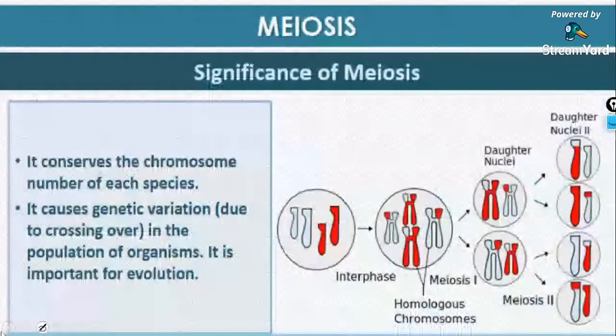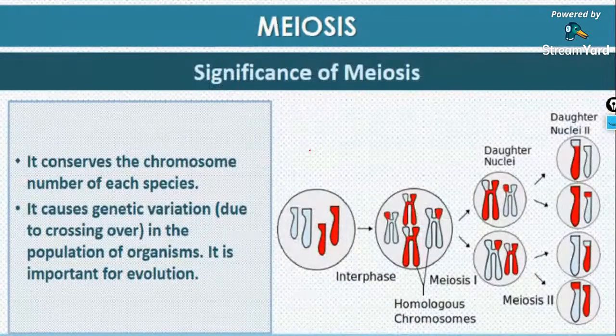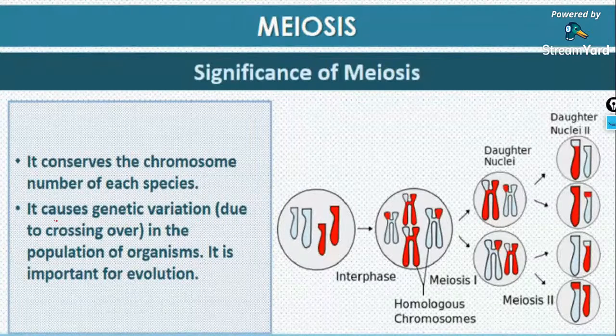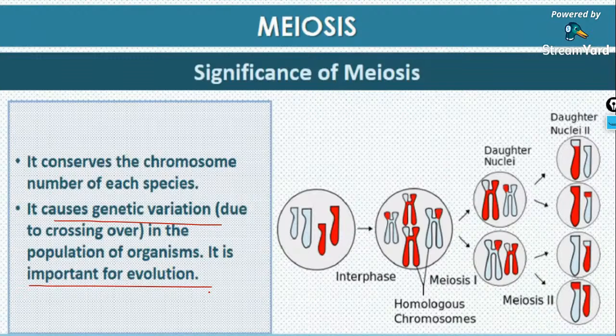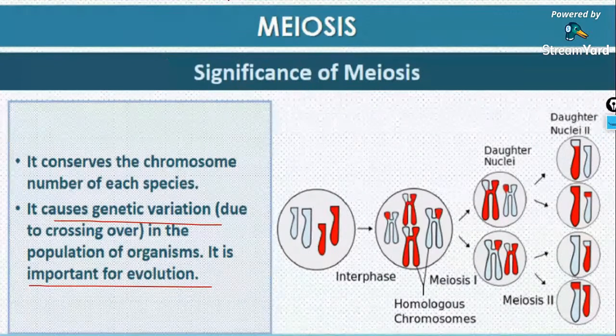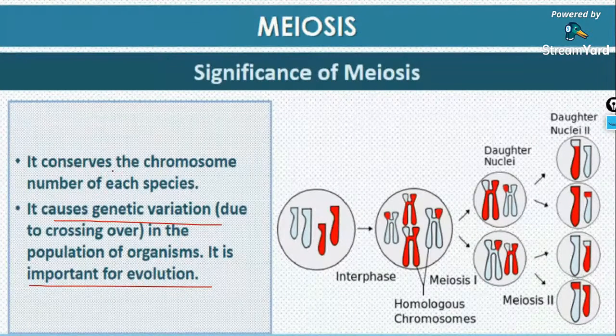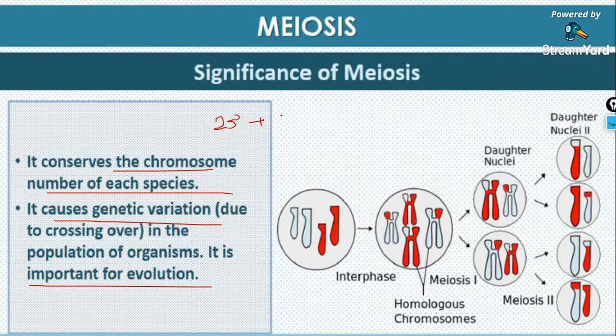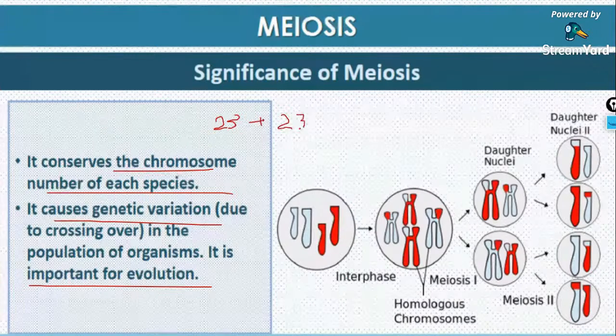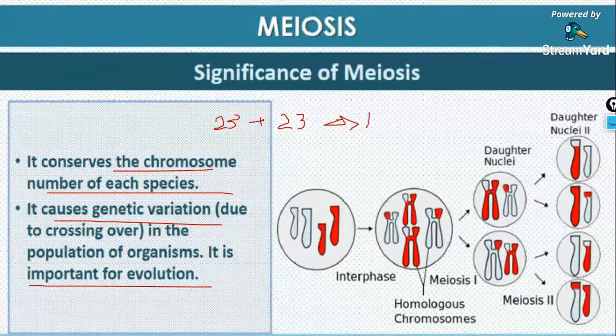Next, we have the significance of meiosis. What is the significance? Crossing over takes place, leading to genetic variation, which is important for evolution. It increases genetic diversity and evolutionary range, and it conserves the chromosome number of each species by reduction division. That is, 23 chromosomes of the male gamete fuse with 23 chromosomes of the female gamete to retain the normal 46, the diploid number of chromosomes. Clear with that?